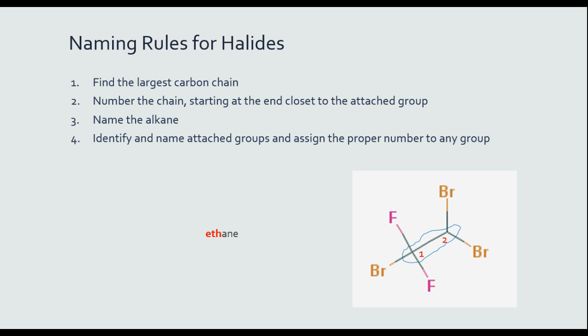Next we're going to identify and name the attached groups and assign the proper number. So we have three bromos. So we have a 1,2,2-tribromo, and we have a 1,1-difluoro. Notice that bromo goes before fluoro because the prefixes are not taken into consideration when we alphabetize these. So we have 1,2,2-tribromo-1,1-difluoroethane.